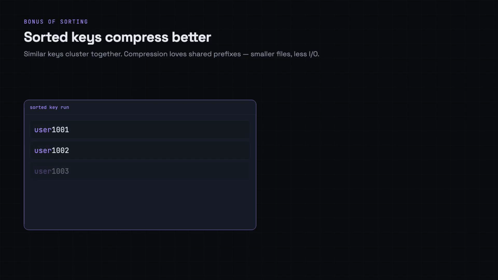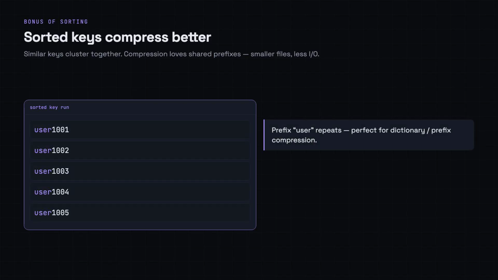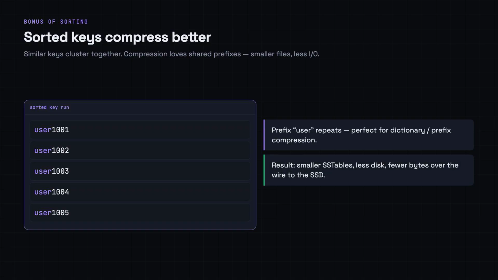Bonus. Sorted keys cluster similar strings. User 1001 through user 1005 share a long prefix. Compression loves that. Smaller SSTables, less disk, less I/O when you read them back.